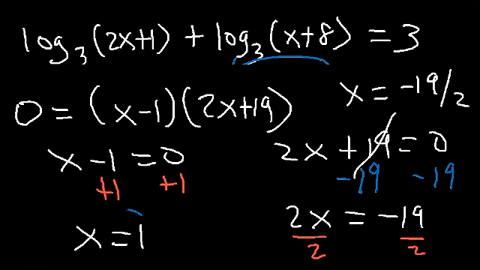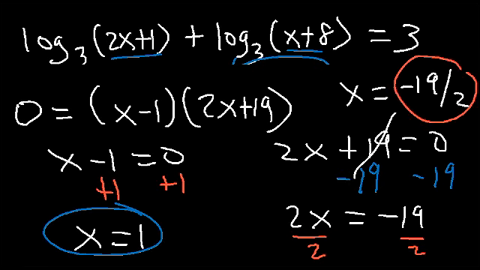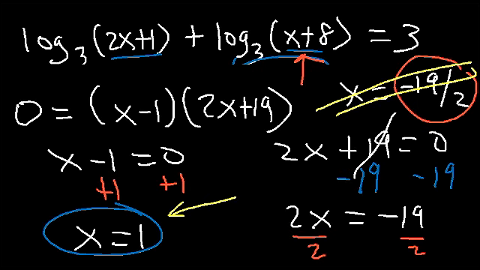So we can clearly see that we can plug in 1 into 2x plus 1 and x plus 8. And that's not going to give us any negative answers. However, if we plug in negative 19 over 2, that's like negative 9.5. Negative 9.5 plus 8 is negative 1.5. So this is an extraneous solution, so we can get rid of it. So the answer is 1.